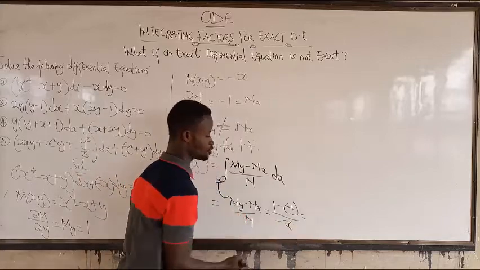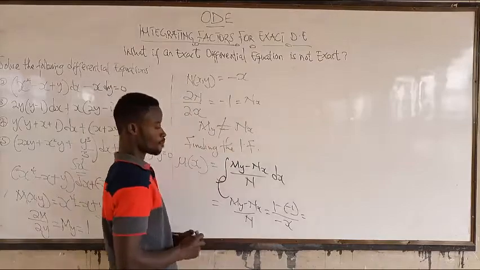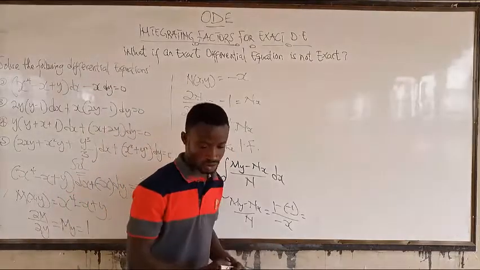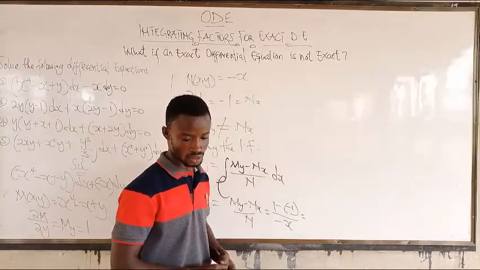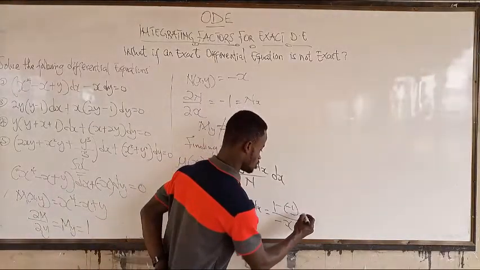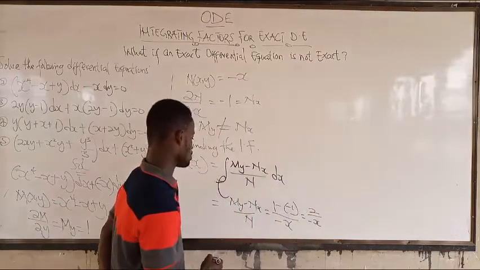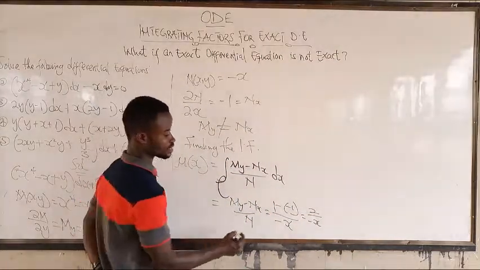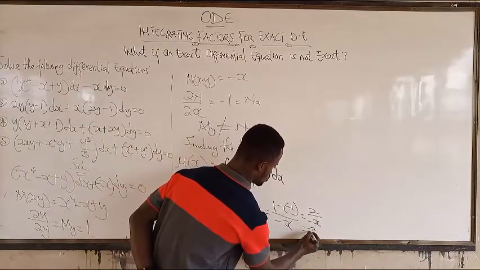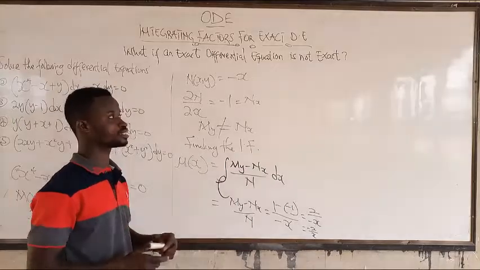So this is going to give you negative 4. So that is going to be positive there. So for that, we get 2 over negative x. So we are going to end up getting negative 2 over x. So that is now the integrating factor.